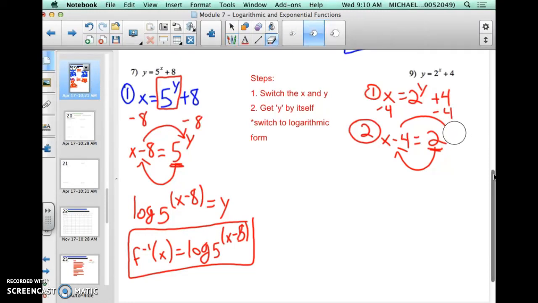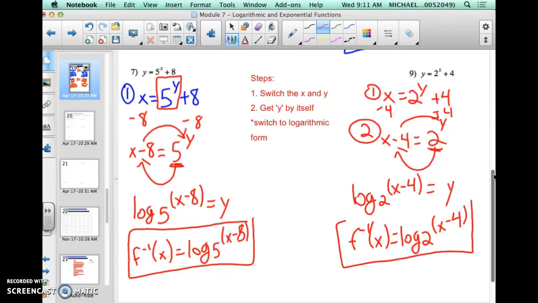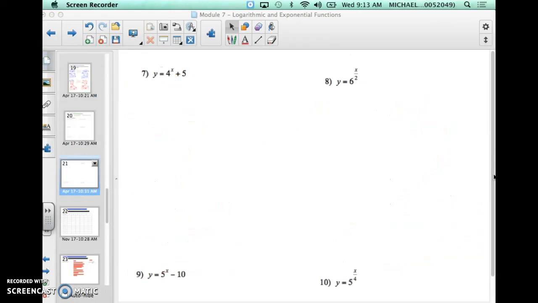I did that a little too fast. It's supposed to be 2 raised to the y, there. Log base 2 of x minus 4 equals y. So if I finalize that, log base 2 of x minus 4 equals y. And finally, just writing it in the proper notation, f inverse of x equals log base 2 of x minus 4. And we're done.